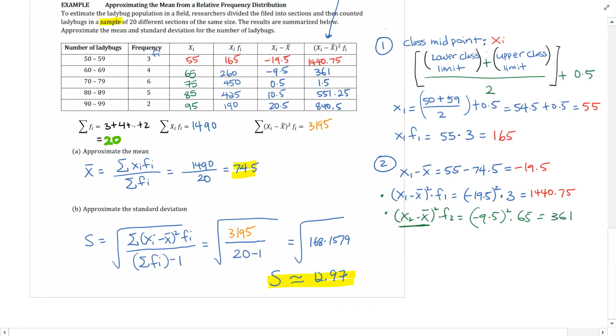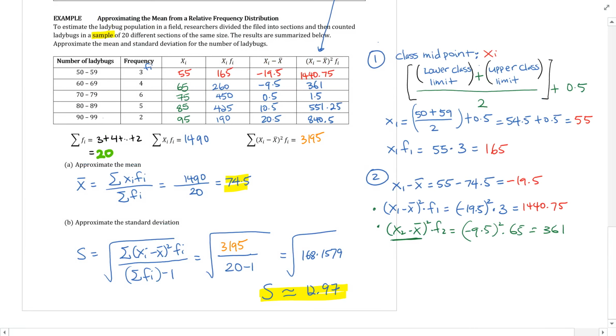Again, let me walk you through the process again. First, I'm given my table with the frequency and the classes here. First I fill in the class midpoint, which is my xi. xi is given by lower class limit plus upper class limit over 2, plus 0.5. Once I've done that, I need xi times fi, that is the class midpoint times your frequency, which gives me the second column. These two columns are used to calculate the mean.